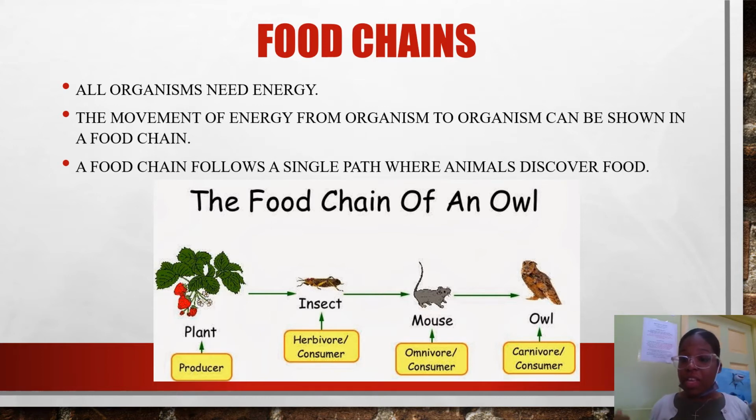You need food for your energy to keep you active and strong. I need food to keep me active and strong. We all need food to keep us active and strong. And so does any other organism, any other marine animal, any other land animal. We all need energy. So the food chain shows a single path where animals discover their food. A food chain follows a single path where animals discover their food.